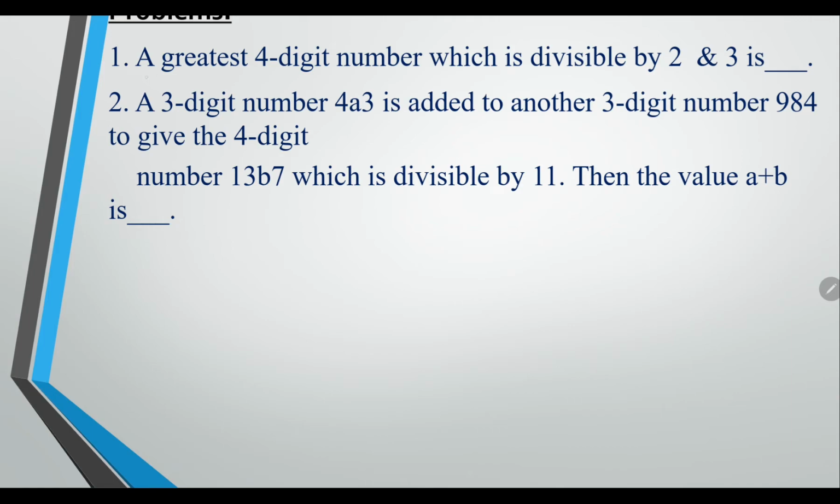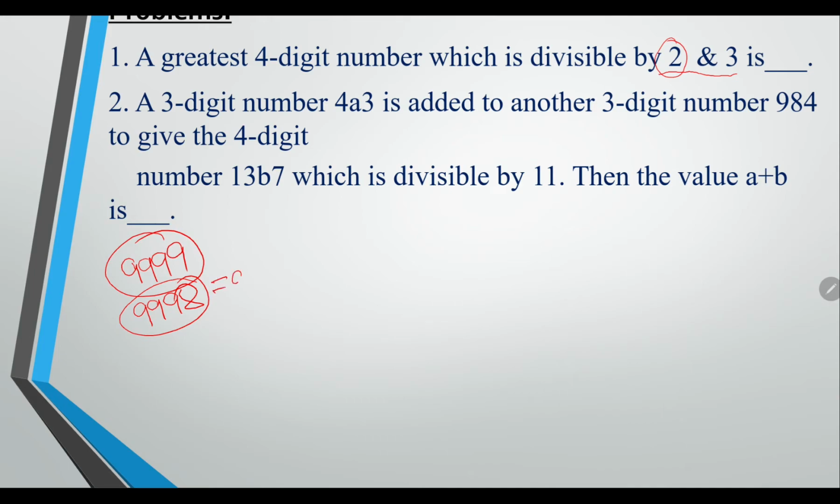The first question: the greatest 4-digit number. We know that 9999 is the greatest 4-digit number, but the number should be divisible by 2 and 3 as well. So 2 can only divide even numbers. So we can say that 9998 is the greatest even 4-digit number, and the number should also be divisible by 3.